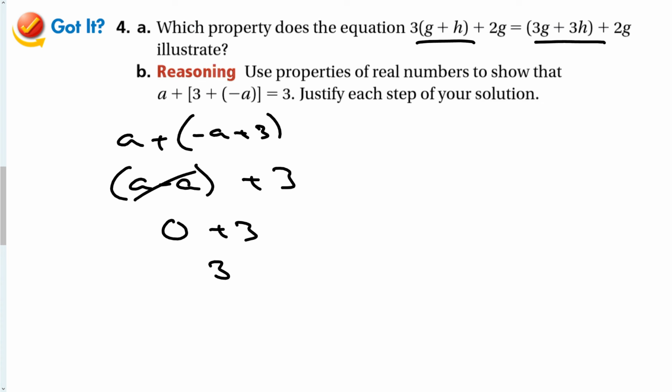And again, you wouldn't go through this whole thing because there's no multiplication here. You can just drop these parentheses. Just make sure you have the negative in front of the a, and the a and the negative a are opposites and will cancel each other out.